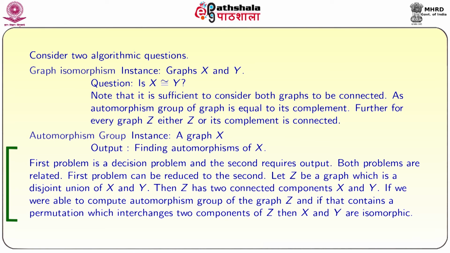Both problems are related in the following way. The first problem can be reduced to the second. Let Z be a graph which is the disjoint union of X and Y, then Z has two connected components X and Y. If you are able to compute the automorphism group of the graph Z, and if that contains a permutation which interchanges the two components of Z, that is X and Y, then X and Y are isomorphic. So, we are able to convert the isomorphism problem to the automorphism problem of the graph.